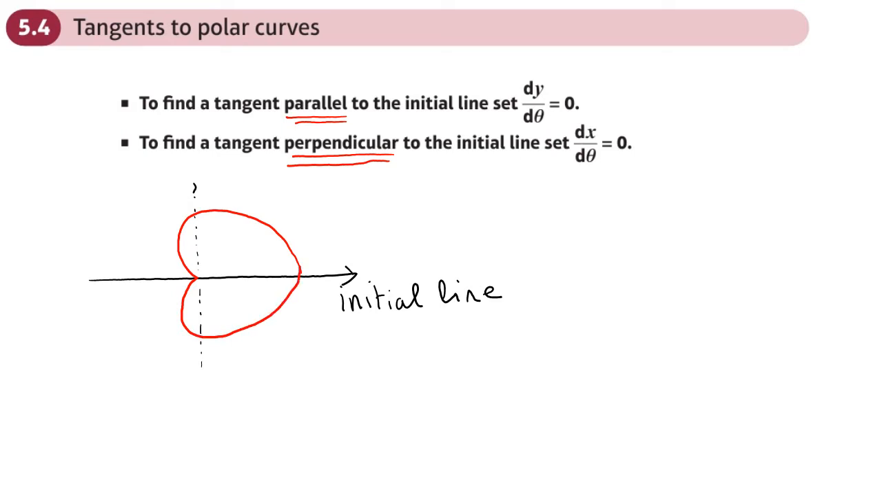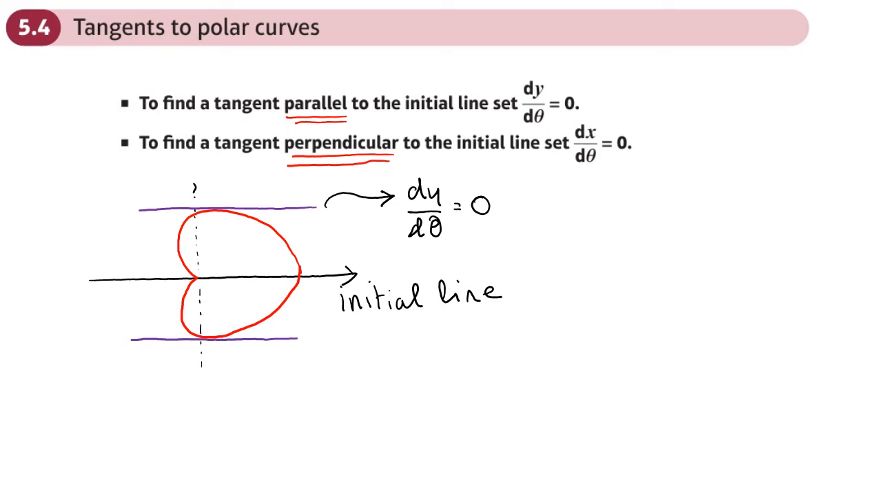There are tangents all around this, but the only tangents we're interested in are tangents which are parallel to the initial line. So tangents either here, or here. These two tangents are parallel to the initial line, and the way that we find those tangents is that we work out dy/dθ equals 0.